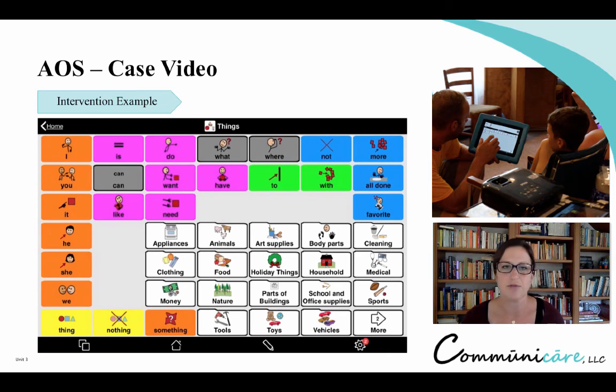So this is an example of one of the customized pages that each of those categories that we see in white, so appliances, animals, art supplies, body parts, have the same, what I like to call core vocabulary L. So the I, the you, the it, the he, the she, that's present on all of those pages. And then the white folders are replaced with that specific vocabulary, so specific appliances, specific animals, and more. So here we see some in action.